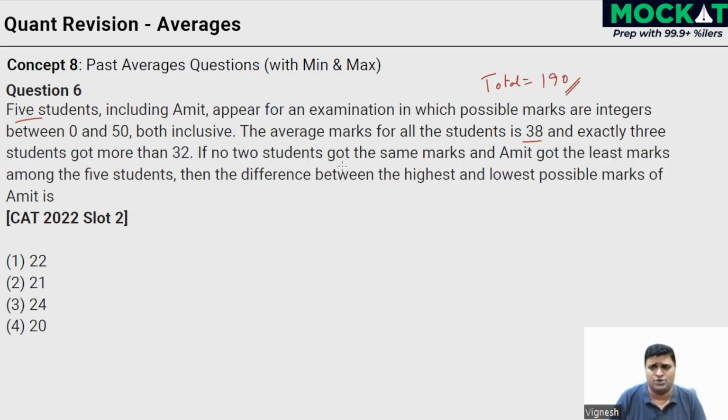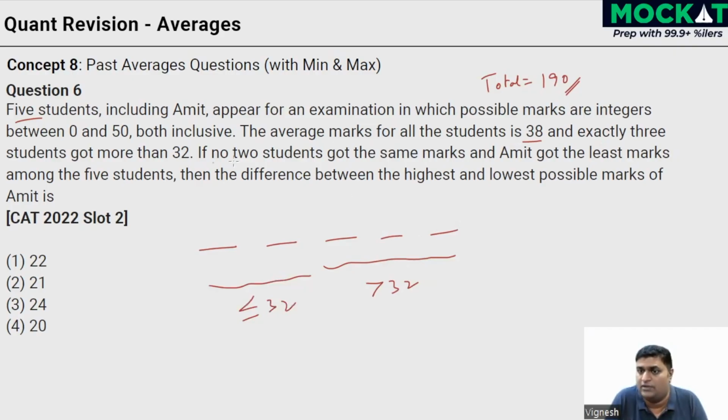Exactly three students got more than 32. Okay, 1, 2, 3, 4, 5. Three of them got more than 32. The rest are going to be less than or equal to 32. Smallest, highest. Okay, fine. No two students got the same marks. Okay, and Amit got the least marks among the five students, right? So this is Amit, lowest to highest, ascending order.